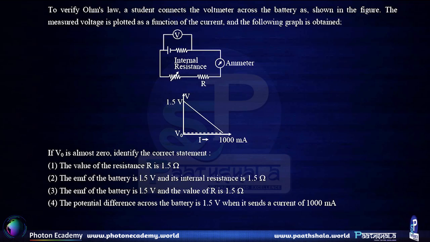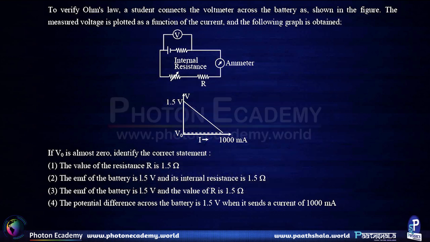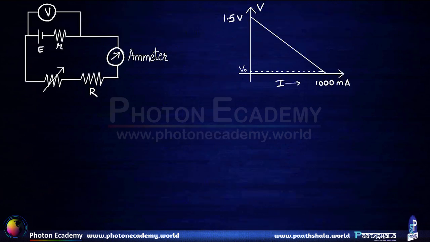To verify Ohm's law, a student connects the voltmeter across the battery as shown in the figure. The measured voltage is plotted as a function of current and then the following graph is obtained. If V0 is almost 0, identify the correct statement.